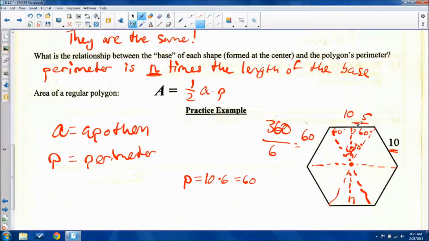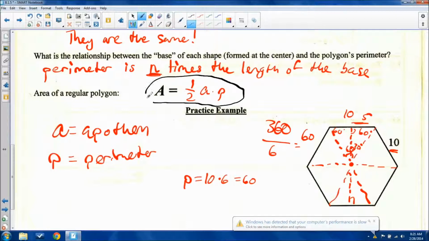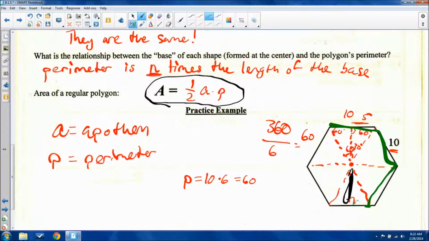I'm going to close with that though. But the area of the polygon is 1/2 apothem times perimeter. Okay? Good luck.